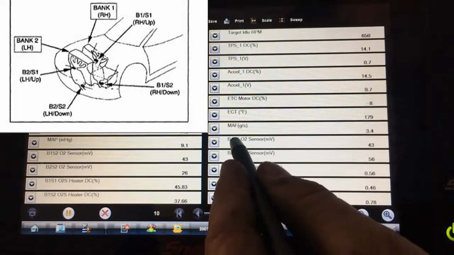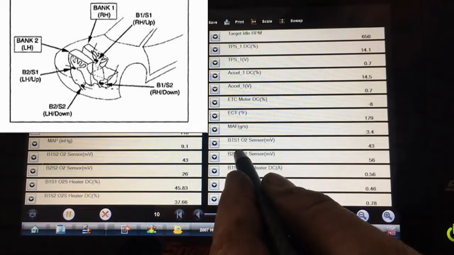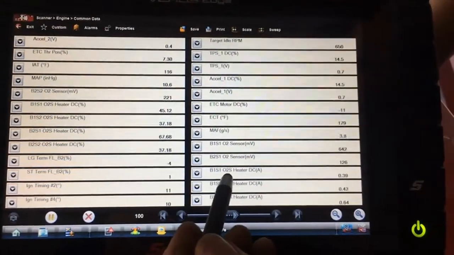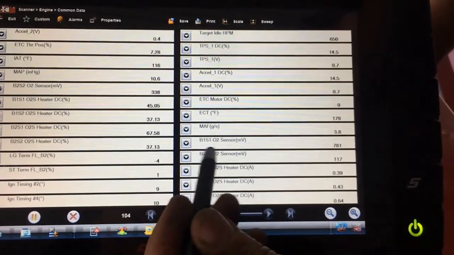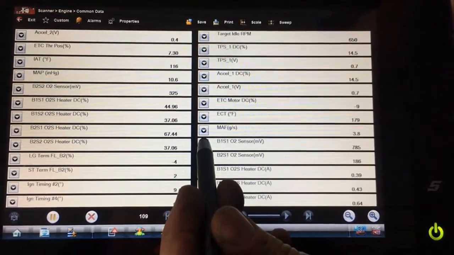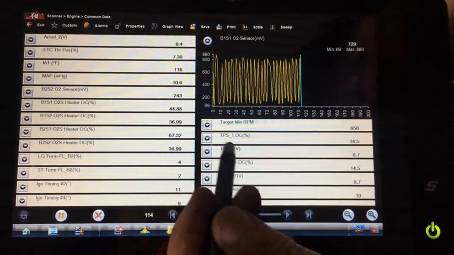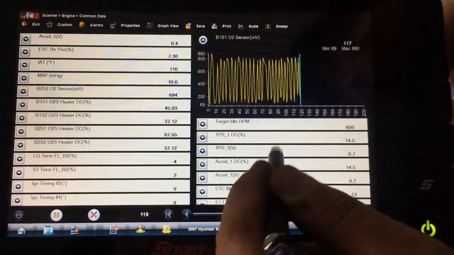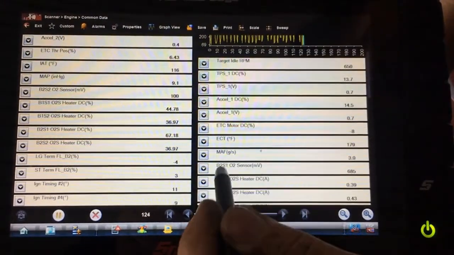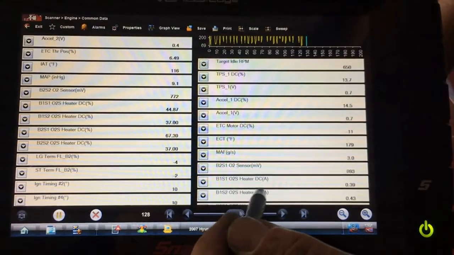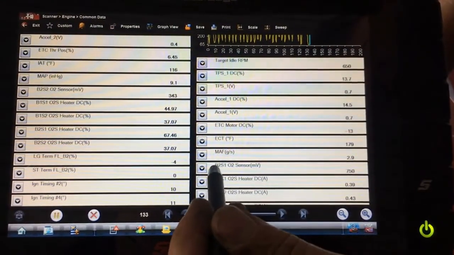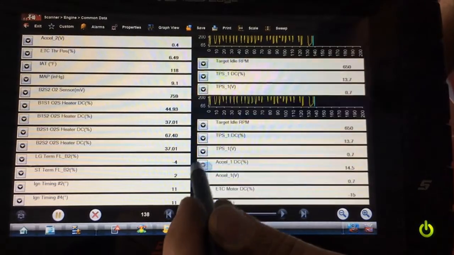So you notice we have a bank 1, sensor 1, bank 2, sensor 1. These are in front of the cat. So here we go. Let's do these voltages. So our bank 1, sensor 1. Okay, and then I want bank 2, sensor 1, but I want millivolts. Bank 2, sensor 1. Okay.